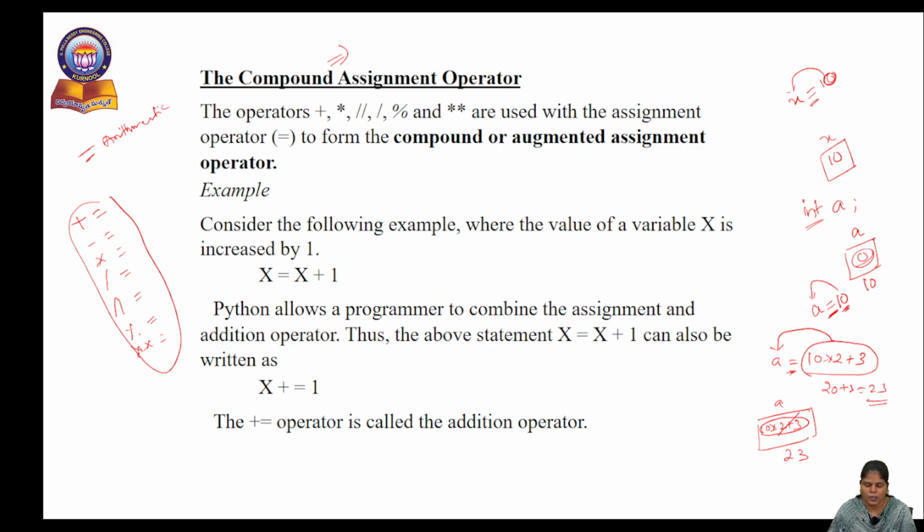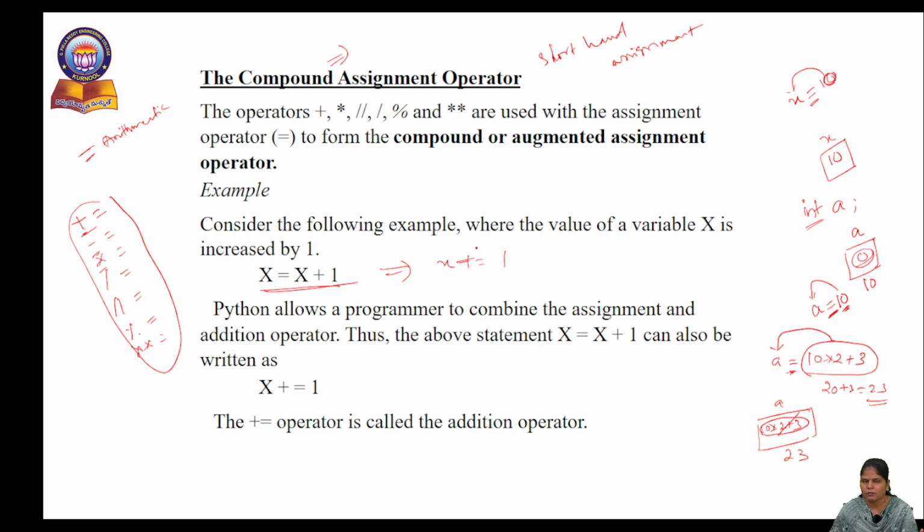Why are we calling it compound and not simple? Because it comes in combination with other operators. The compound assignment operator comes in combination with an arithmetic operator. So we can even call it shorthand assignment, right? The example looks like this: x equal to x plus 1. Instead of writing this, we can even write it as x plus equal to 1.